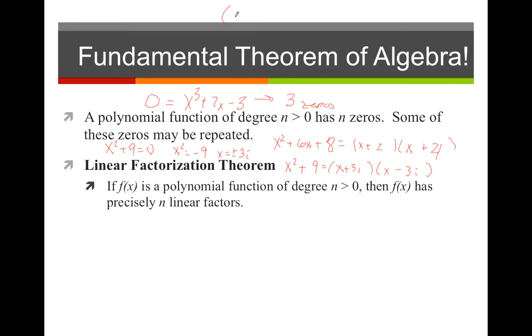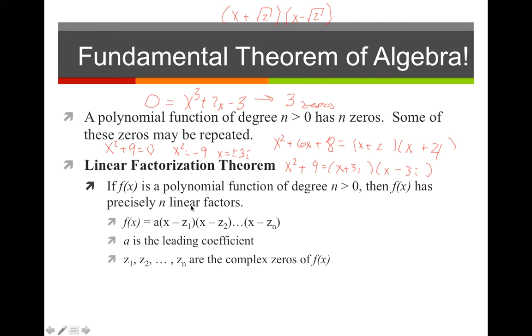We could get things like this: x plus root 2 and x minus root 2. Things like that, that's still a factored form for a polynomial. Now what this is saying is if you have a polynomial with a third degree, you're going to have 3 factors. Or fourth degree, you're going to have 4 factors. And those factors look like this. These z1, z2, all the way down to zn, those are our complex zeros. You have to remember complex zeros are any zeros.